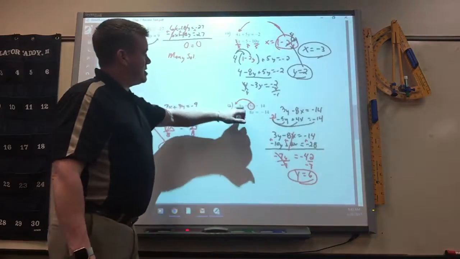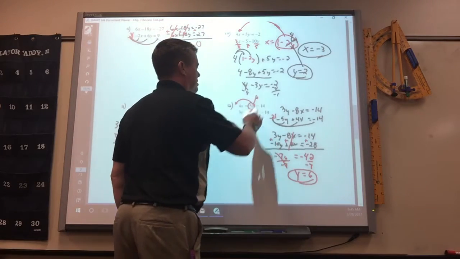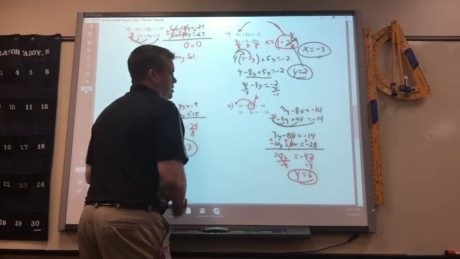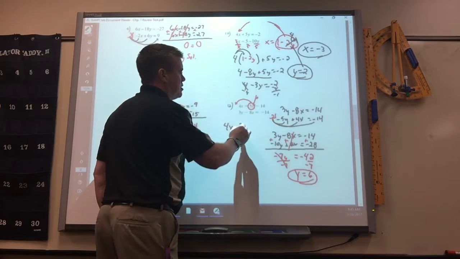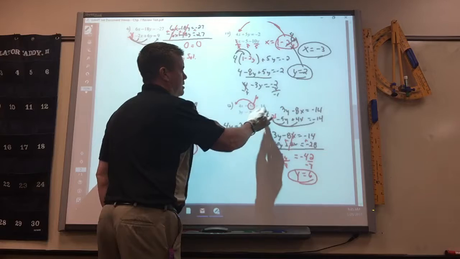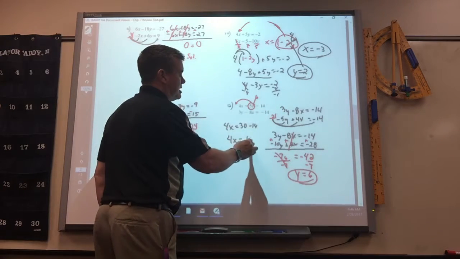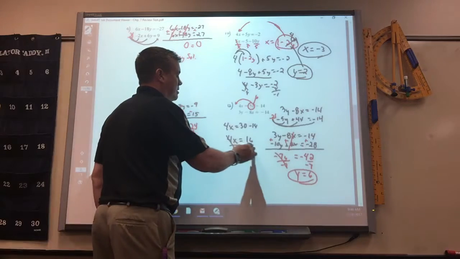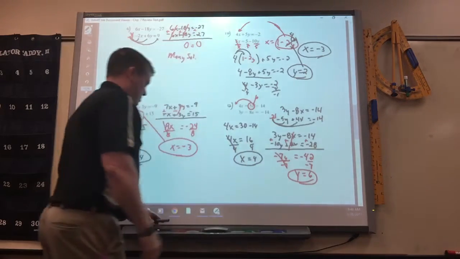So then you can plug 6 in any one of these. This is maybe the quickest. So if you rewrite it, it's 4x equals 5 times 6, which is 30, minus 14. 30 minus 14 is 16. So divide by 4 and you do get 4.